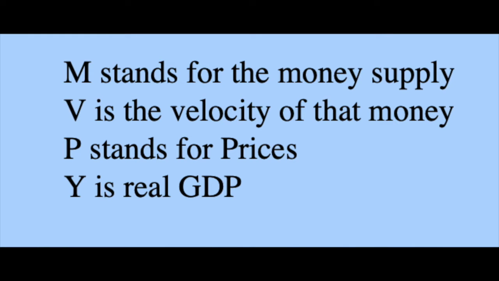M stands for the money supply, V is the velocity of that money, P stands for prices, and Y is real GDP. Of course, all of these functions aren't necessarily easy to compute in the first place. What is the money supply? Does it include the reserves? Does it include credit? How about other things? For example, V, velocity of money. There are also some strange implications when talking about that.